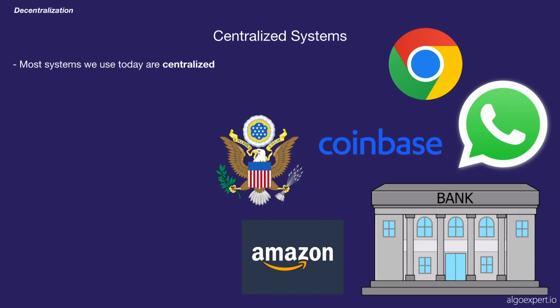Now, it turns out that most of the systems we interact with today are centralized, and really what makes something centralized is that it's controlled by a single entity. This entity could be a business, a company, an individual, or a government. It doesn't really matter what it is. If there's one person or one thing that controls whatever system you're interacting with, then that is a centralized system.